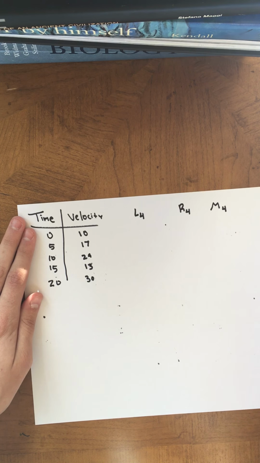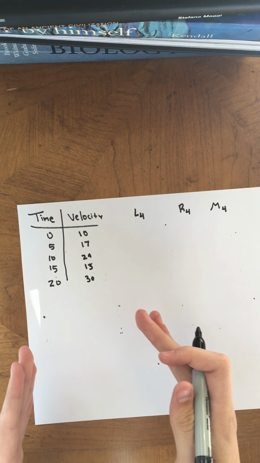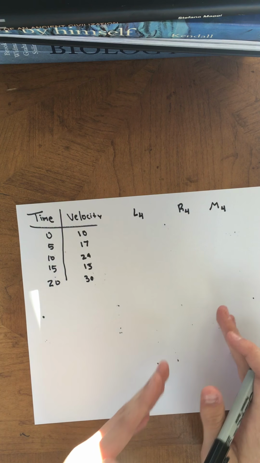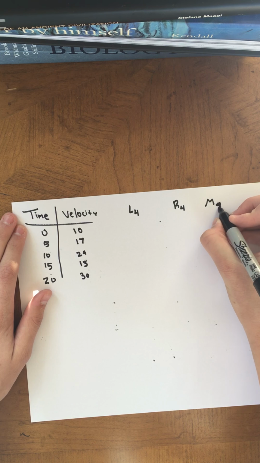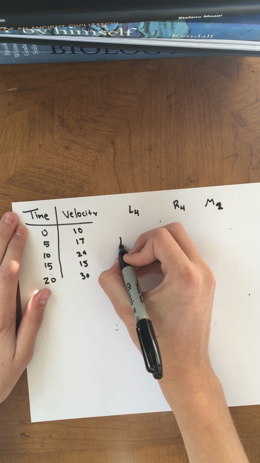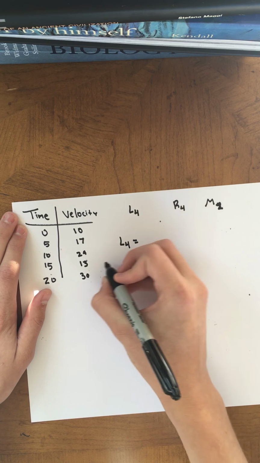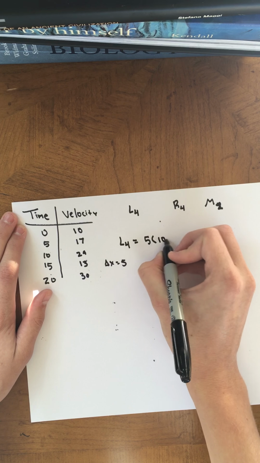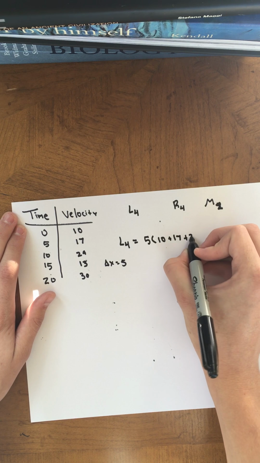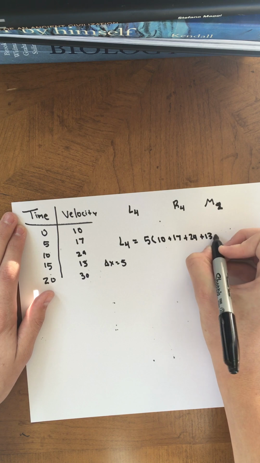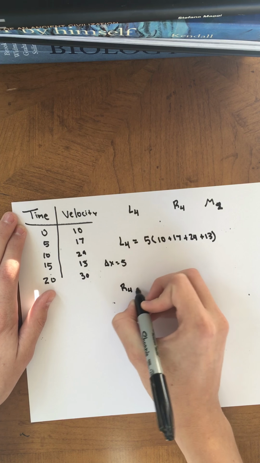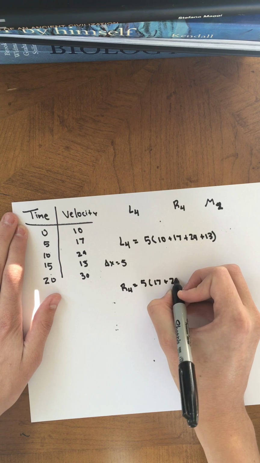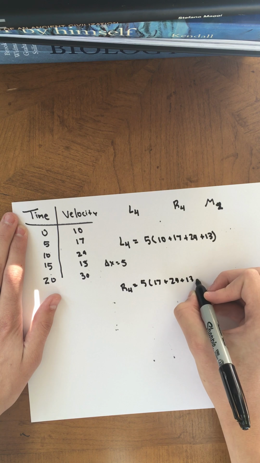and M4. And that is drawing different rectangles in the function, and we're finding it from the left boundaries, from the right boundaries, and from the midpoint. Or actually, let's just make this M2, just to make it a little bit easier. So L4 is going to equal, so delta x in this case is equal to 5, right? So you're going to do 5 times 10 plus 17 plus 24 plus 13. And then R4 is going to be equal to 5 times 17 plus 24 plus 13 plus 30.